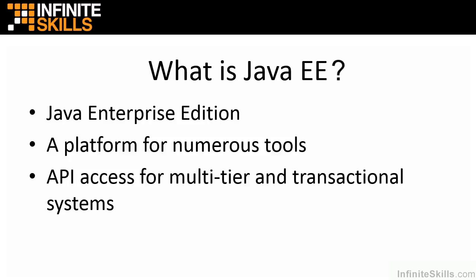So what is Java EE? Java EE is the Java Enterprise Edition. The SE is the Standard Edition, and the Enterprise Edition, of course, gives us the tools to do business-level applications. So the EE provides numerous tools through API access, which is Application Programming Interface, and those tools allow us to do different tiers on different parts of the application. So we can actually separate our applications out into a business tier or a data tier or a client tier.